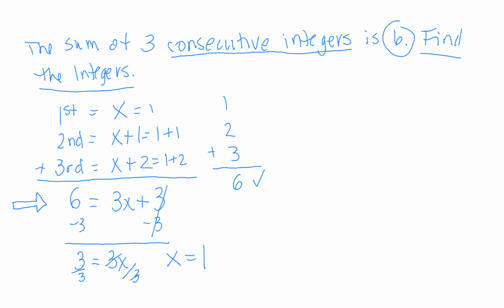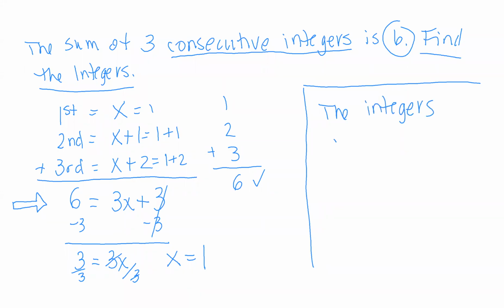Never assume that your reader is an actual mathematician, okay? So always pretend this is a presentation and you don't have mathematicians in the room. So I would say something very simple like the integers are 1, 2, and 3. And then you're done, all right? So let me play around and get another problem going.